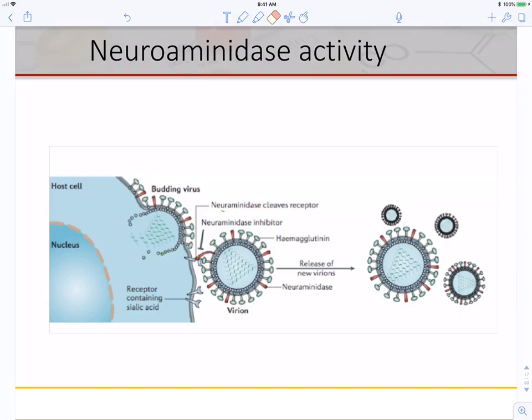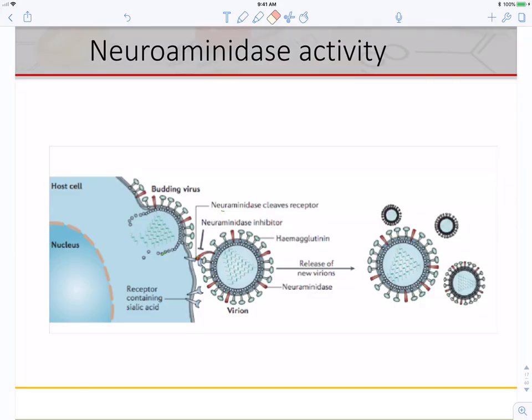So while amantadine is no longer really used in the market, we have other antiviral agents for the treatment of flu that are much more effective. And so they're all based on the same principle. They are neuraminidase inhibitors. Let's look a little bit more detail how it works.